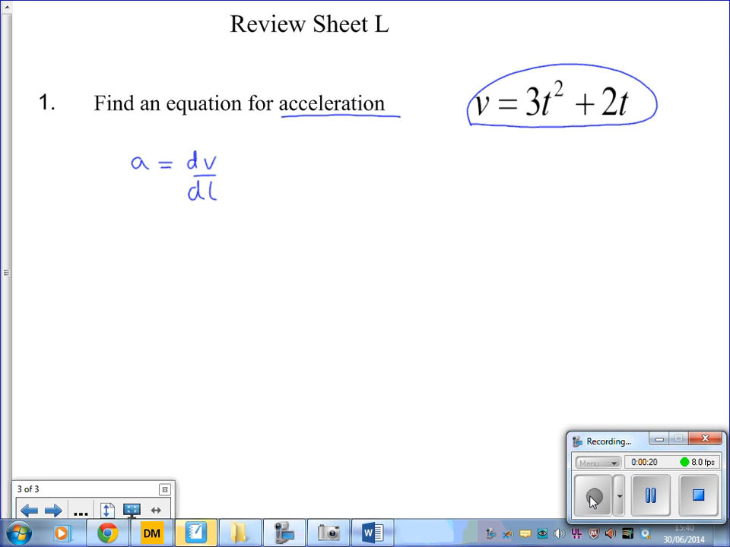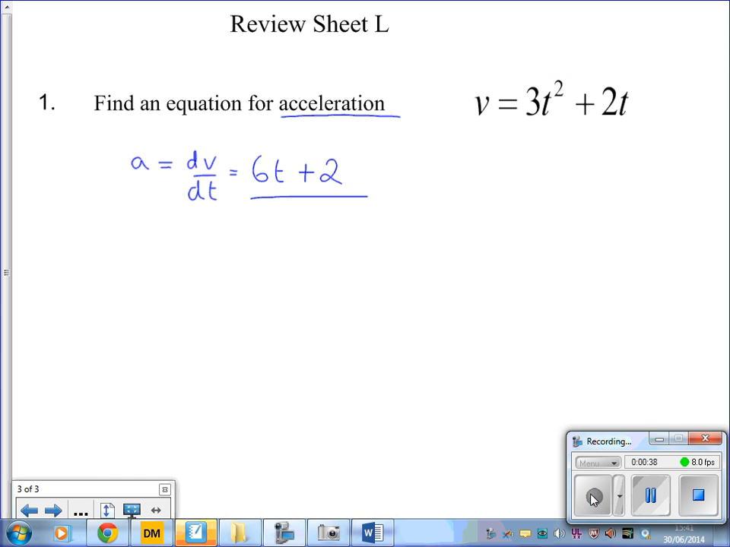v equation. So dv dt equals, bring the power down to the front, 6, and then take 1 off the power, plus 2, and that's my equation for acceleration.